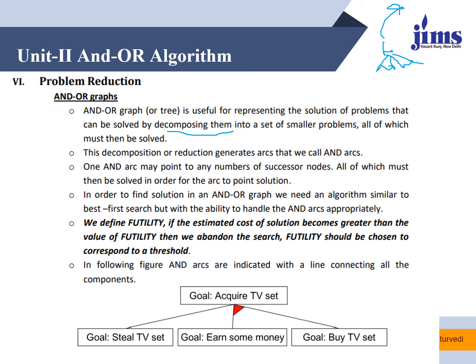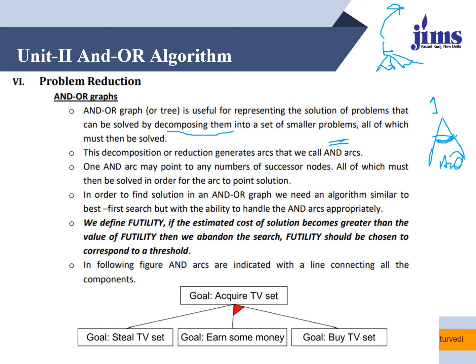So this decomposition or reduction generates arcs that we call AND arcs. Where two solutions are going to give the result of one problem, we put an arc, and this arc between two decomposed subproblems is known as an AND arc. One AND arc may point to any number of successor nodes, all of which must then be solved in order for the arc to point to a solution.